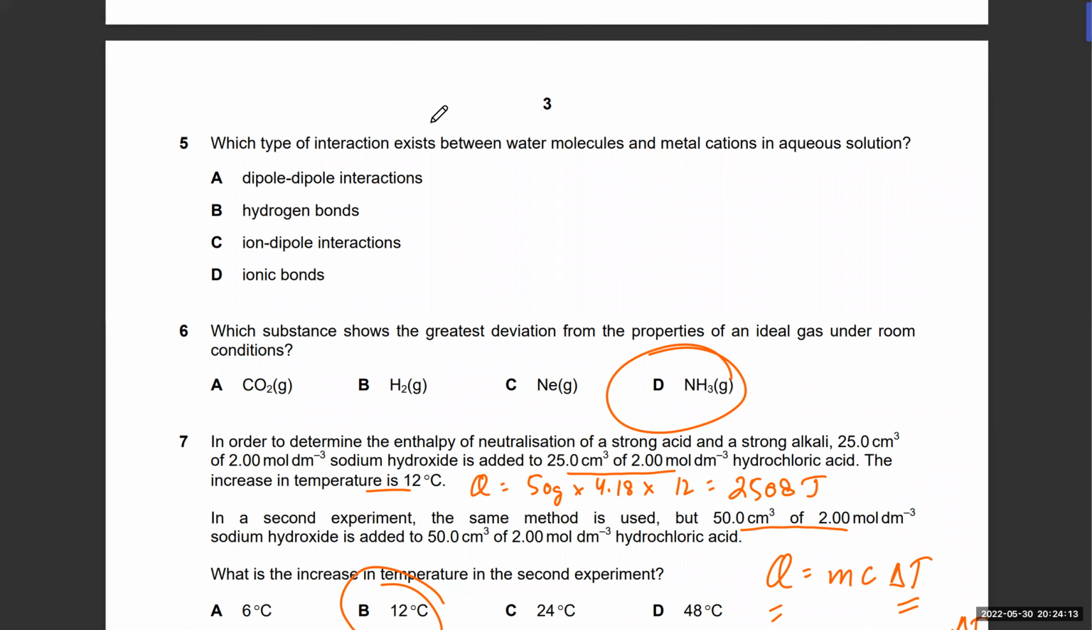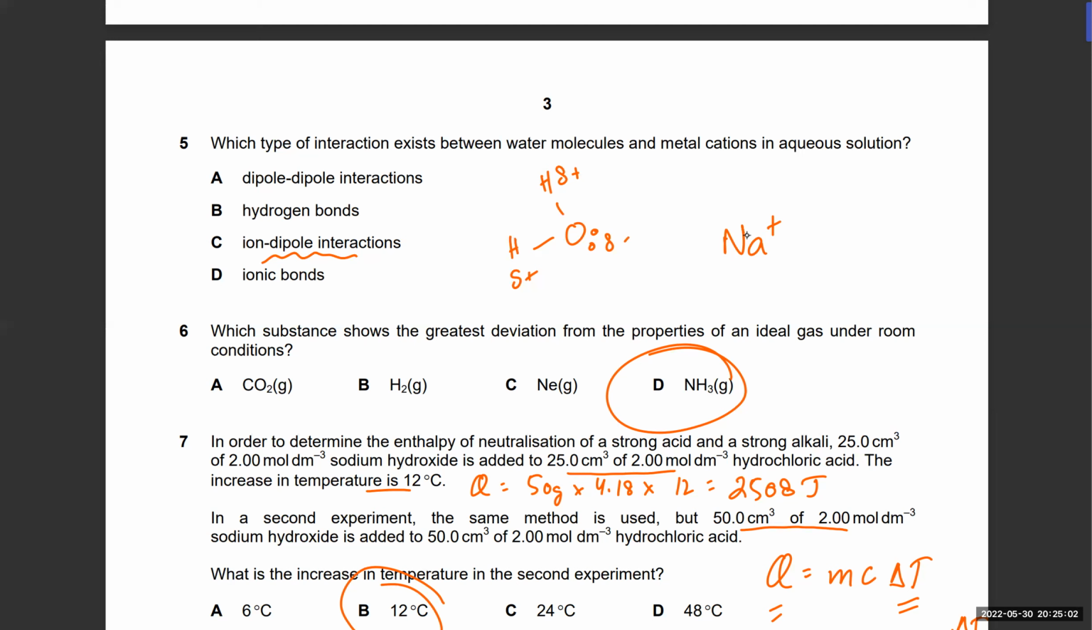Which type of interaction exists between water molecules and metal cations in aqueous solution? So what type of attraction exists between a water molecule and a metal cation? I'll draw a water molecule. Water molecule is extremely polar, right? And I'll draw a sodium ion. What is the type of attraction? Hydrogen bond? Ionic? This one has a dipole, and this one is an ion. So it's an ion dipole attraction.